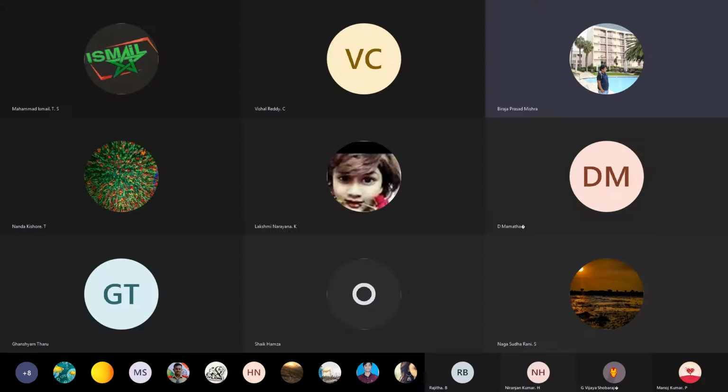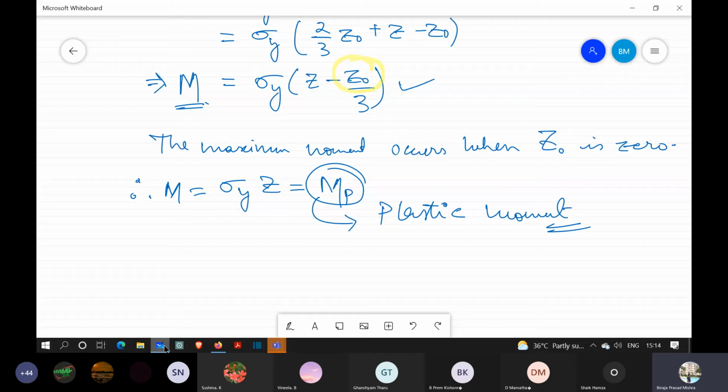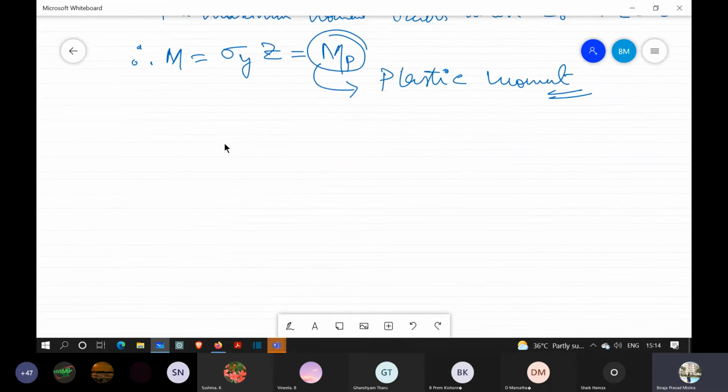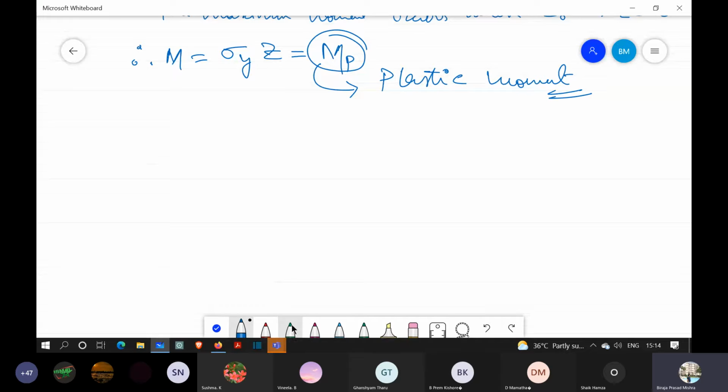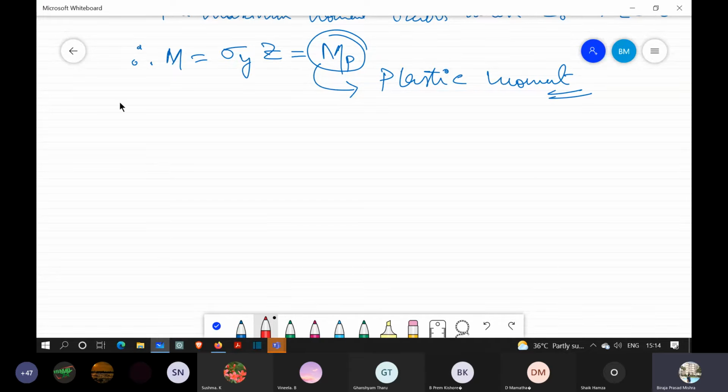Okay, so there is a relationship between the moment and the curvature. That relationship we need to derive. It is called the moment curvature relationship. So please take down the next heading, that is moment curvature.